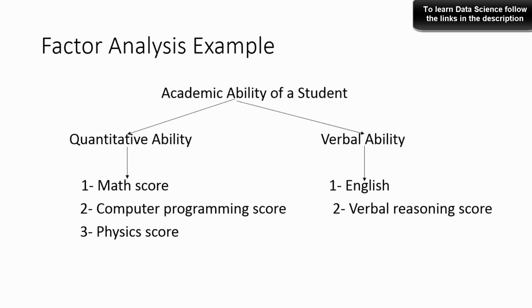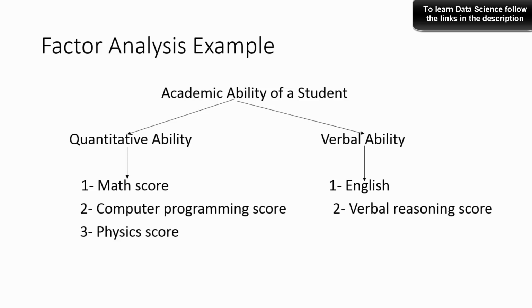Okay, so quantitative ability and verbal ability, we can call them a latent variable or a latent factor. Factors are nothing but variables at the end of the day. So instead of using the five variables, we can just use the two latent variables in our model. We can only have quantitative ability and verbal ability.